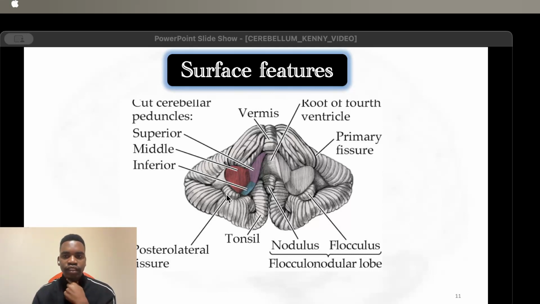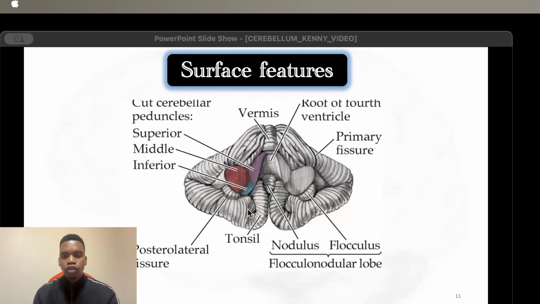Another important feature to see in this picture, you see it will have a primary fissure here, because this is a posterior lobe, this is anterior lobe, so they are separated by the primary fissure. But this is posterior lobe, this is flocculonodular lobe, so they are separated by the posterolateral fissure. So this posterolateral fissure here.